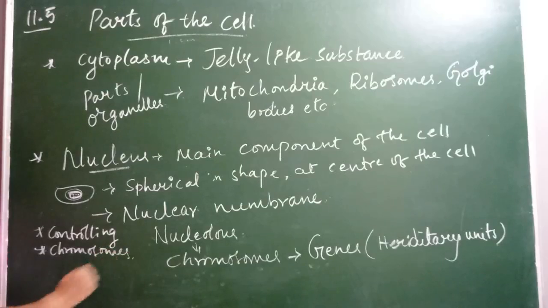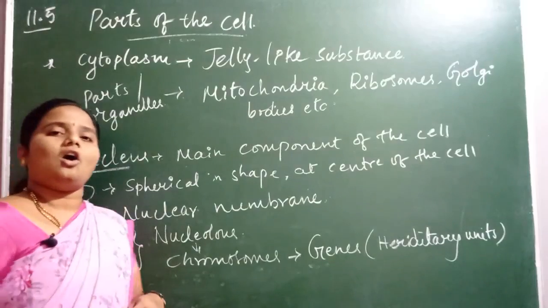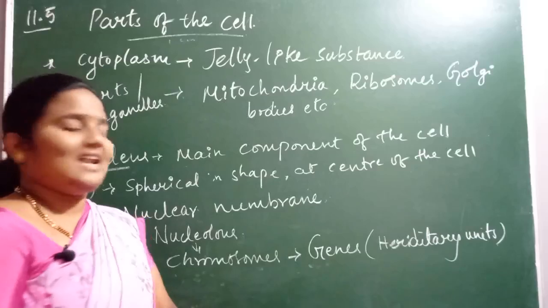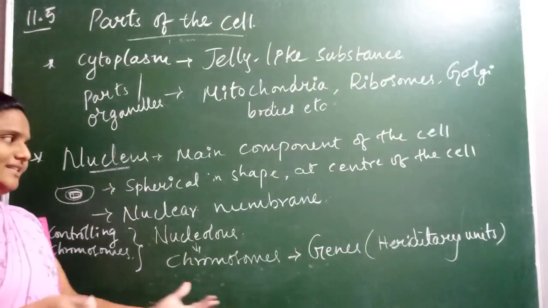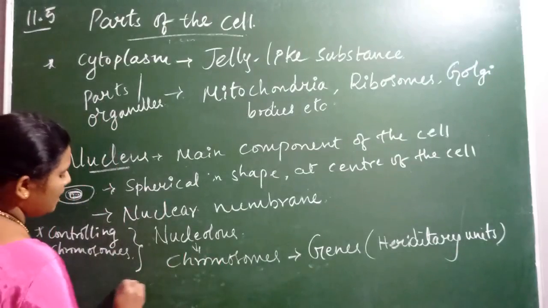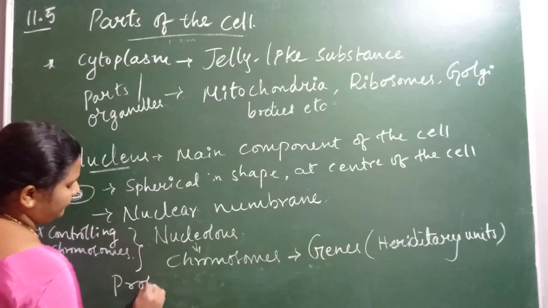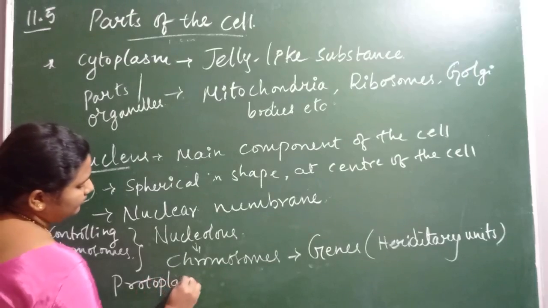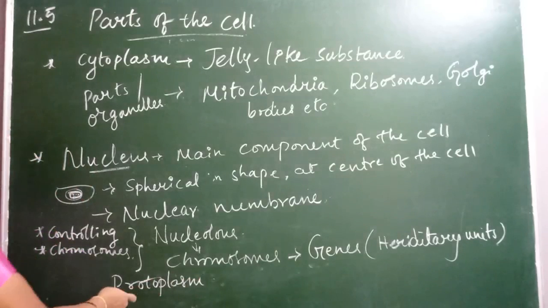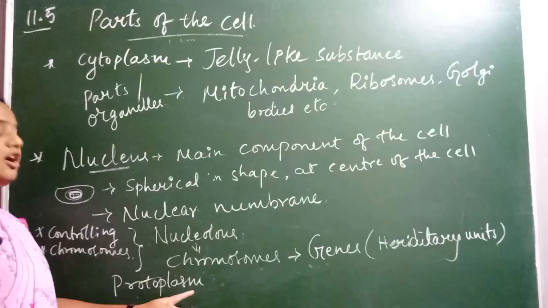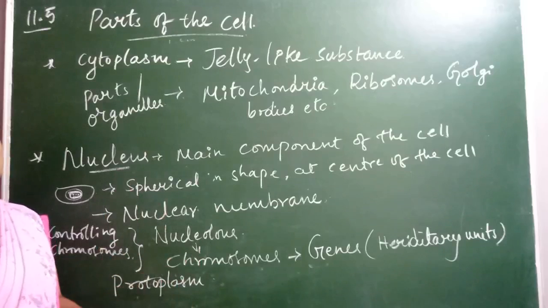Nothing but genes, hereditary units it will contain, and also it controls all the activities of the cell. Now we will call this a protoplasm. What will we call it, children? Protoplasm. Do you know what is meant by protoplasm? A protoplasm is a living component of the cell, we can say, children.